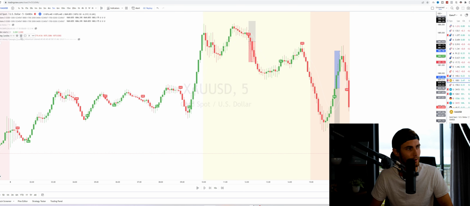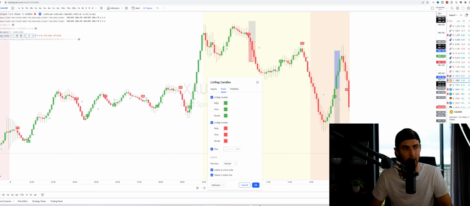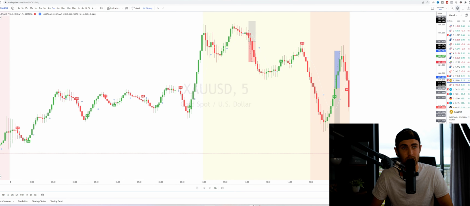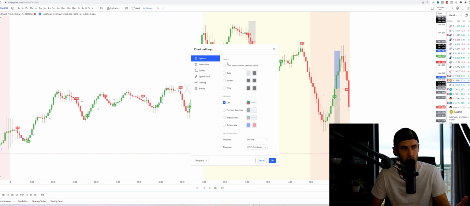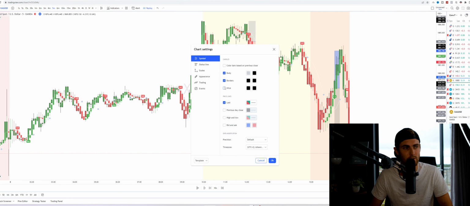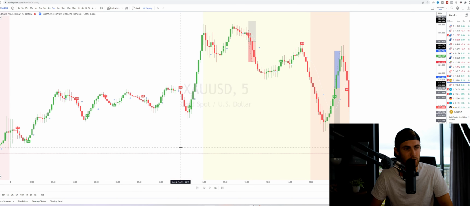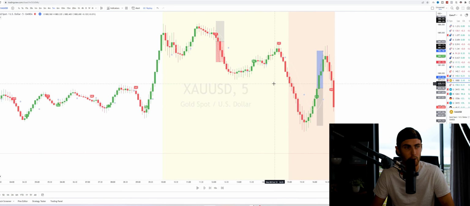Click on settings of this indicator. Make sure your signal smoothing is on 11 and your linear regression length is on 11. Your style, enable the linear candles for buys and sells. And then you need to come over to settings on the top right of your overall chart. Under the symbols, just make sure you've got body, borders, and wicks checked off. So it gives you a whole set of new candles.